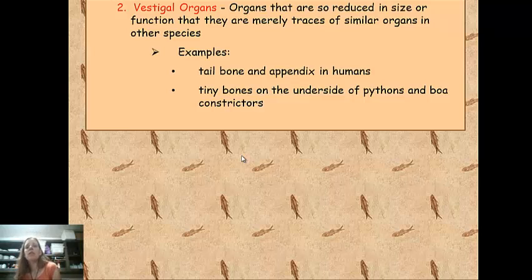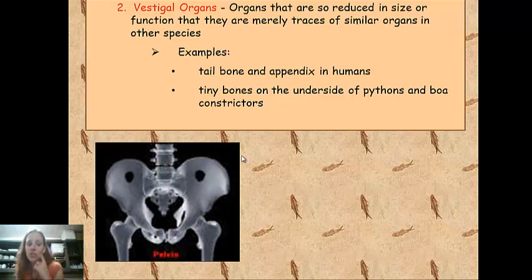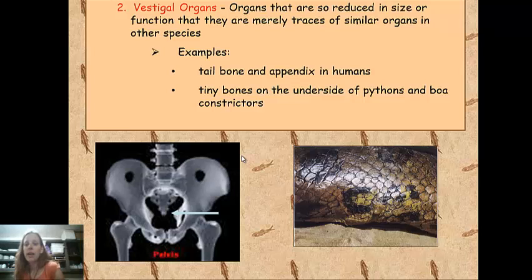Also, there are tiny bones on the underside of pythons and boa constrictors that we think are leftover legs. So this is the tailbone in humans. And if you look very closely at this python, you can see a little nub coming out of the center of the picture. That's a tiny bone, and it's believed to be a leftover leg. Obviously, snakes don't use legs anymore, but it is thought that they descended from an ancient ancestor shared with reptiles.